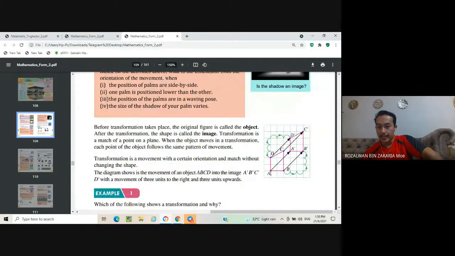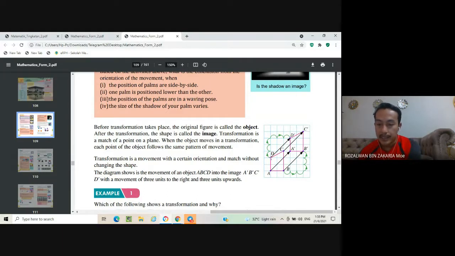So if you look at the diagram here, we have the object A, B, C, D. Then A prime, B prime, C prime, and D prime is the image of the object A, B, C, D after going through some transformation. As stated here, the transformation is the movement of 3 units to the right and 3 units upward. So look at here, we look at the transformation.